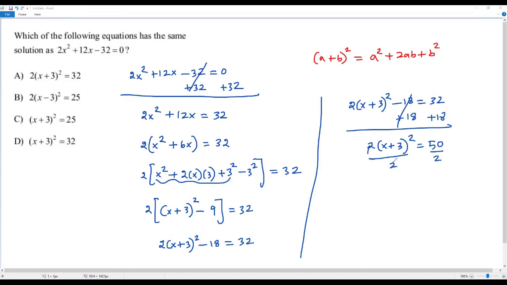When I do so, this 2 will cancel out, and I am getting (x + 3)² on the left side. On the right side, when I divide 50 by 2, I am getting 25. Now I got an equation which is equivalent to the given equation, and I find this equation, (x + 3)² = 25, exactly in answer choice C. The correct answer choice for this question is C.